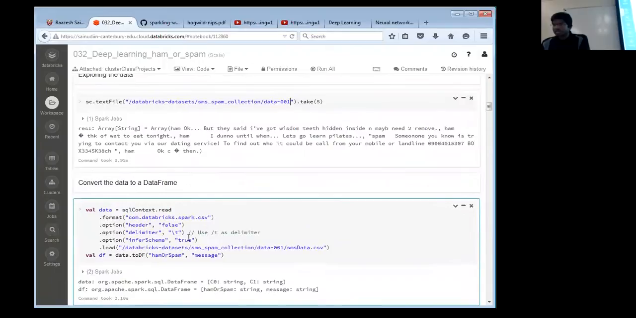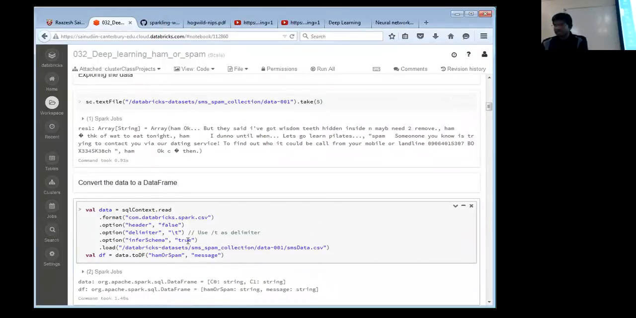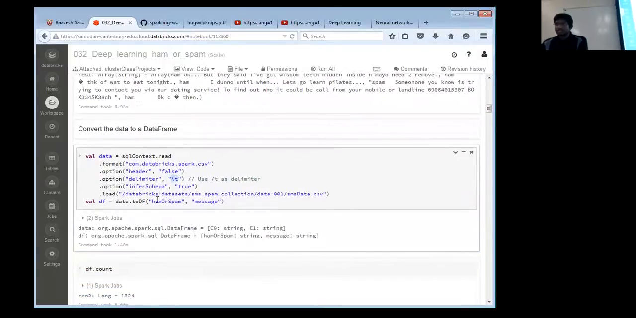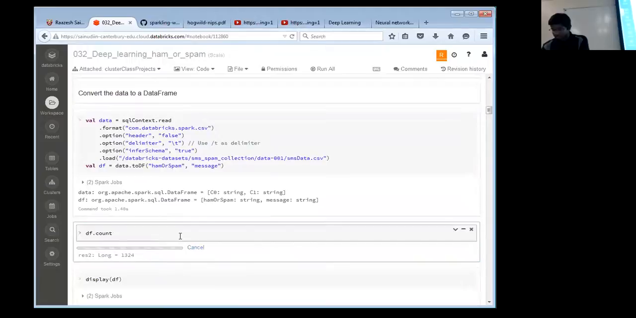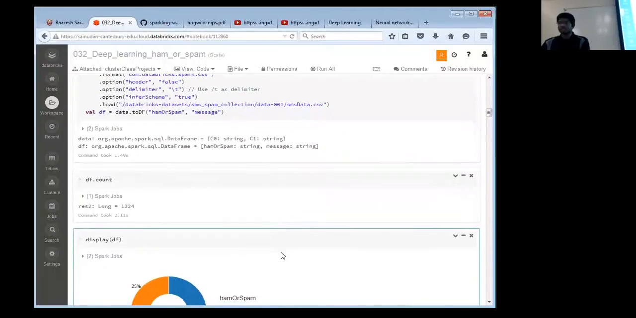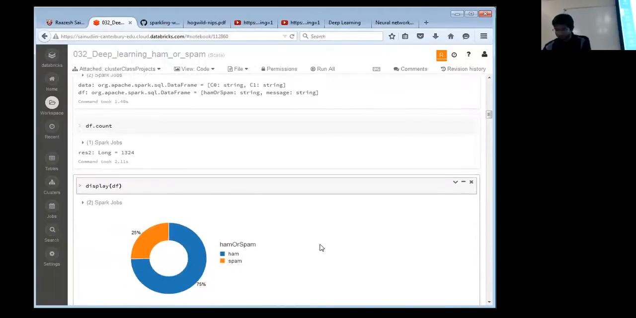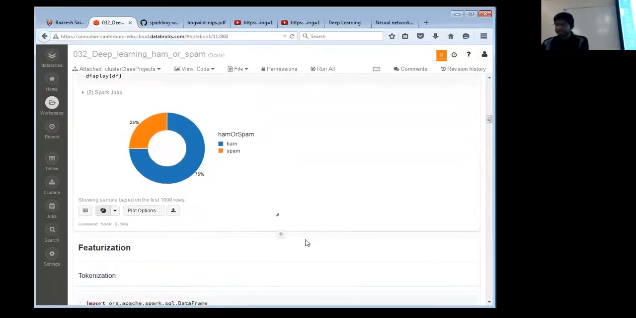As before, we'll convert our data to a data frame using the Spark CSV reader, separating it using the tab delimiter. Our data frame has 2 columns now: ham or spam, the label, and the message. This is a tiny data set. It only has 1,300 messages. We'll display the distribution: 25% spam and 75% of the data is ham.